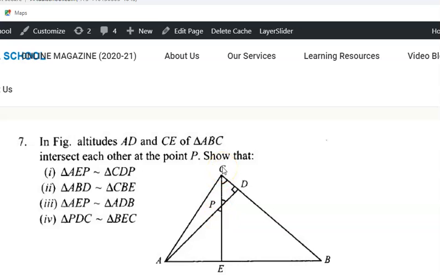Then triangle AEP. So this is the triangle AEP, similar to ADB. ADB here. And lastly, triangle PDC. This is a small triangle here, is similar to BEC. So B, E and C.